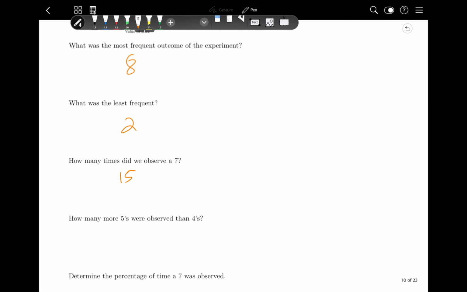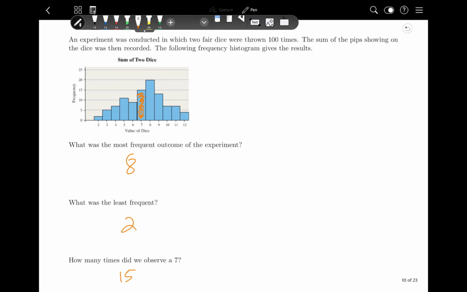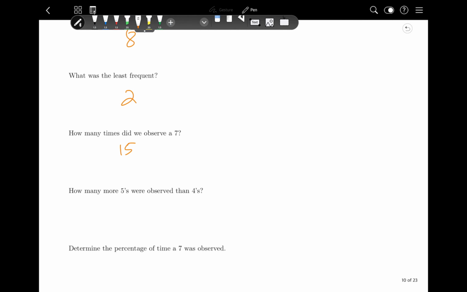How many more 5s were observed than 4s? So you just need to know how many 5s there were, which looks to be about 11, and how many 4s there were, which appears to be about 7. So that means there were 4 more 5s than 4s.